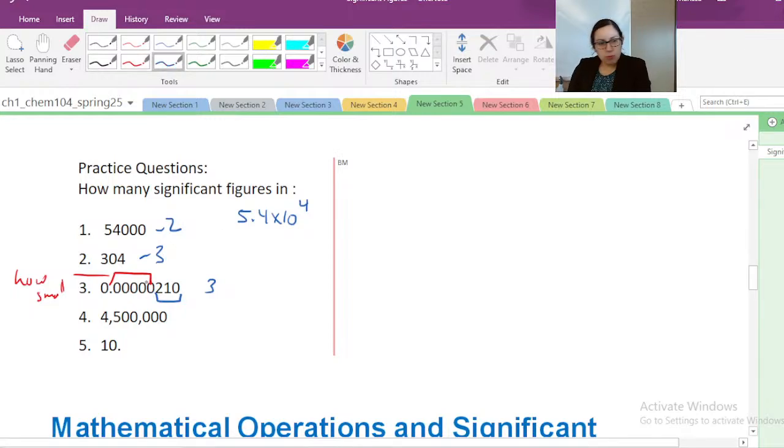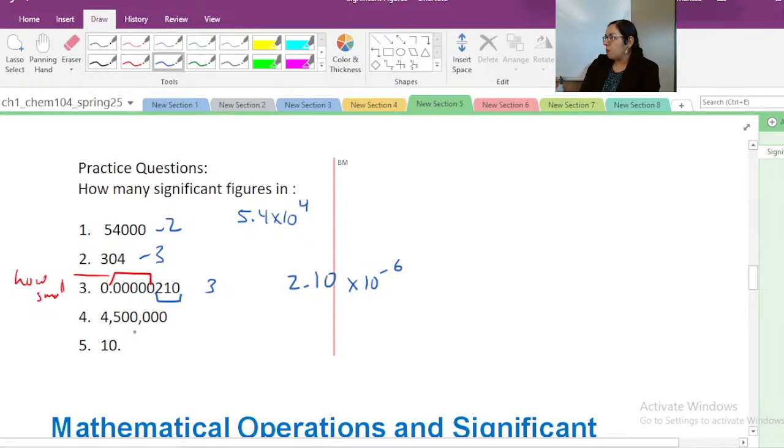And this would be another one that would be good to rewrite as 2.10, and then 1, 2, 3, 4, 5, 6. Just making sure I counted that right. Sometimes I get a little squirrely looking at those zeros. And so again, rewriting it in scientific notation clearly shows that we have the 3 sig figs.